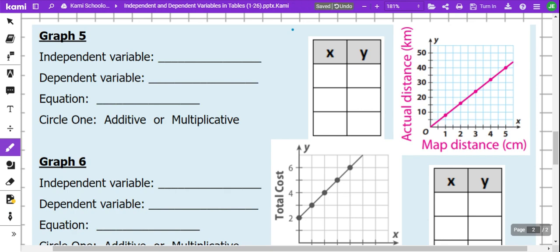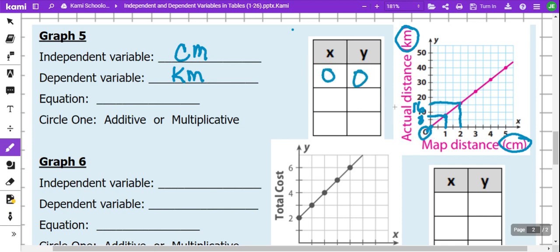Okay, now we're going to look at graph 5. So the independent variable looks like it is centimeters, and then the dependent variable is kilometers. And if we look at the start here, 0, 0, and it looks like it's 1, maybe 8, and then 2, 16. So when x is 0, y is 0, it's here in the corner at the origin. When x is 1, y is 8, x is 2, y is 16.